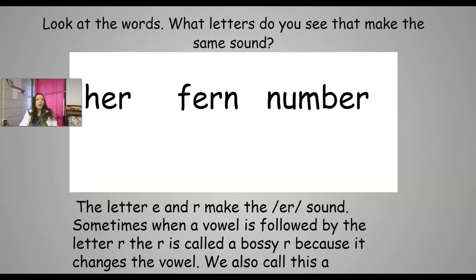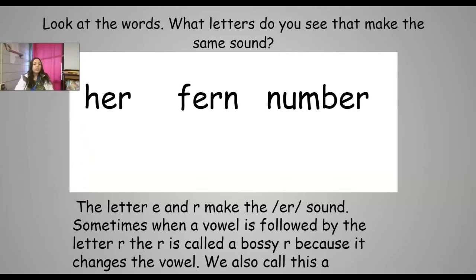We heard the sound. So if you look at these words, what letters do you see that make the same sound? I've got fern, number. That's right. The letters E and R make the sound. Sometimes when a vowel is followed by the letter R, it's called a bossy R because it changes the vowel. We don't hear the E sound. It bosses the one in front of it.